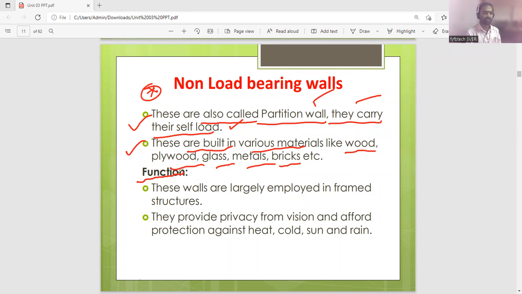Then what is the function of non-load bearing walls? These walls are largely employed in a framed structure. Where are these constructed? Non-load bearing walls are found in framed structures. Then they provide privacy from vision and afford protection against heat, cold, sun, and rain.